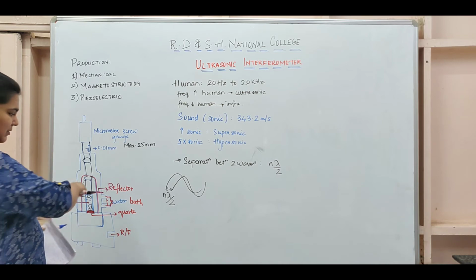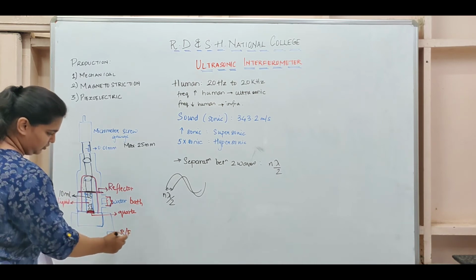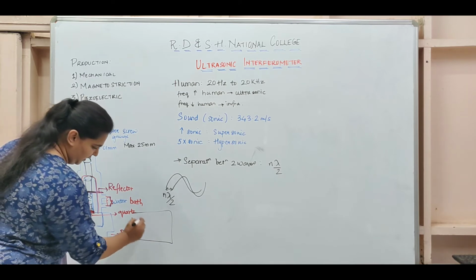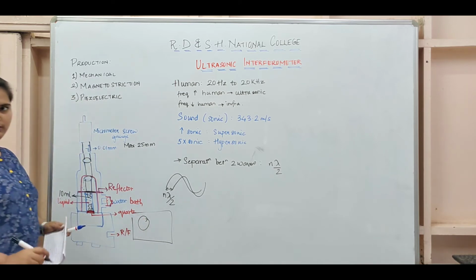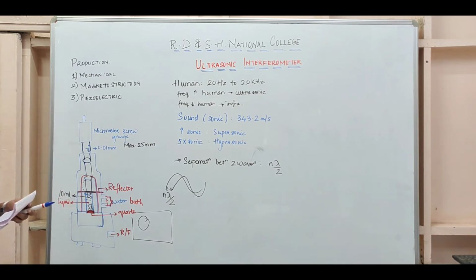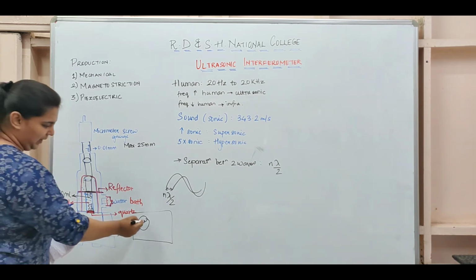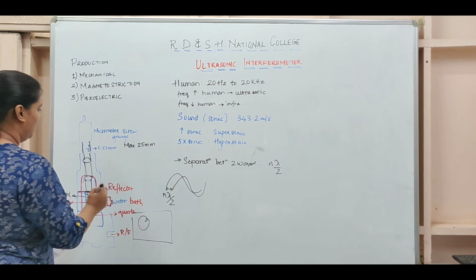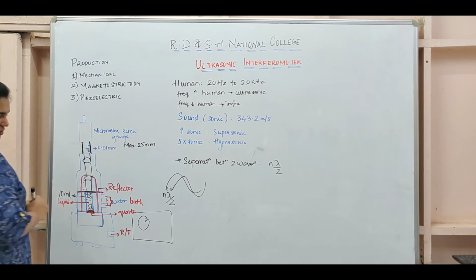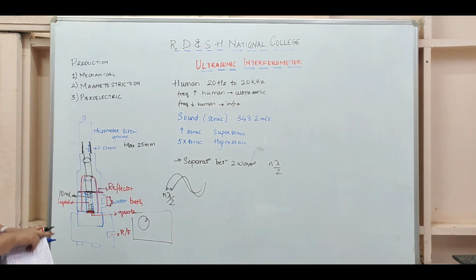Now this is connected, as I told you, to a frequency generator. Along with this frequency generator, we also have an ammeter here. So this gives us maximum amplitude on our ammeter. This point where you get maximum amplitude on the ammeter is where you will note the reading of your screw gauge. I repeat what I just said.